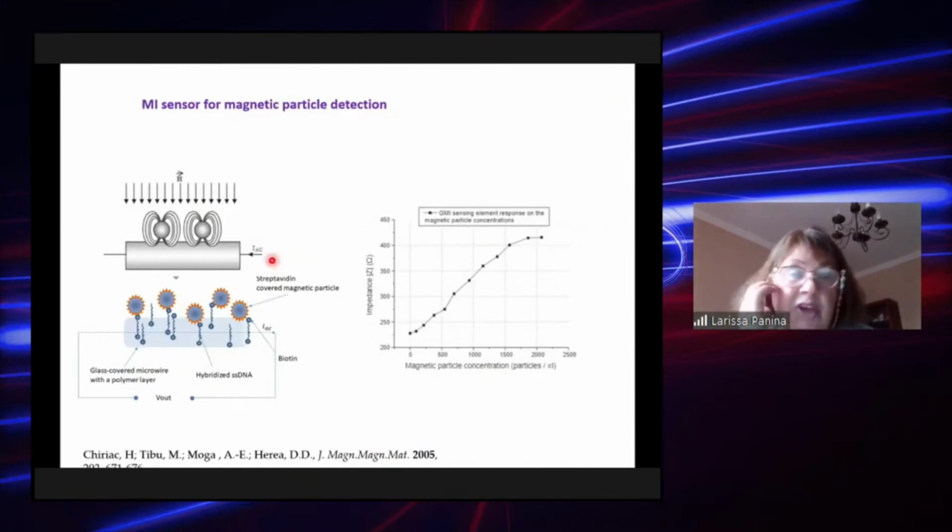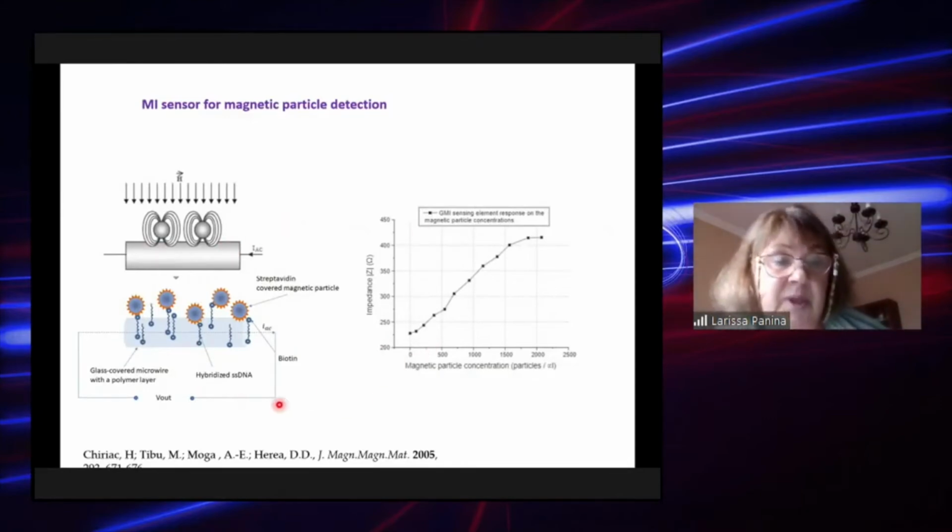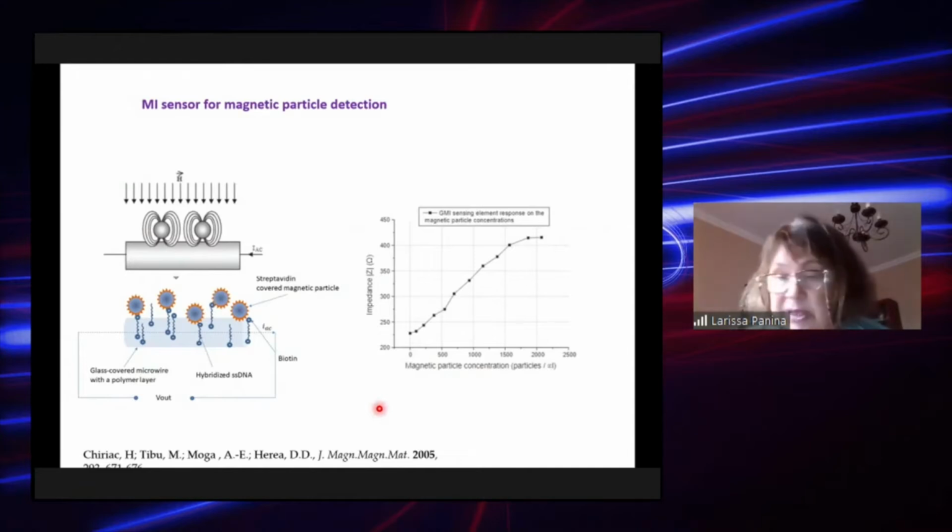But this is another application of the magnetoimpedance effect: the detection of magnetic beads. If they magnetize by this field perpendicular to, for example, the wire surface, the stray field of the beads would have a component along the wire, and the impedance would change. And this is a result from the Curie group in Iași, Romania.